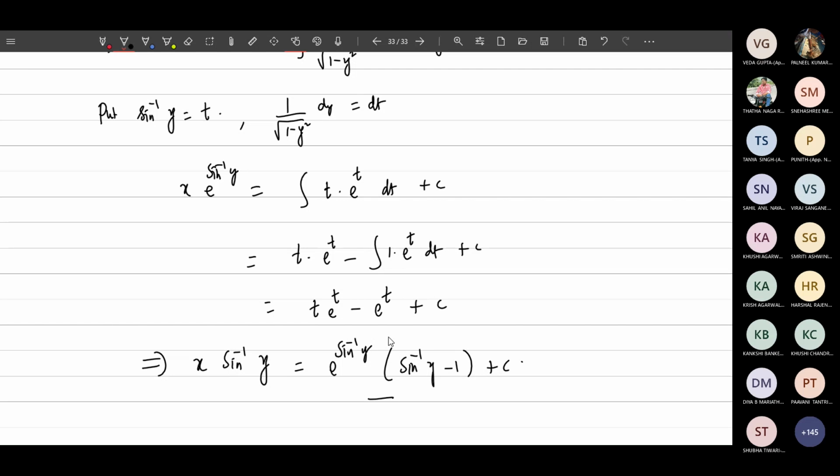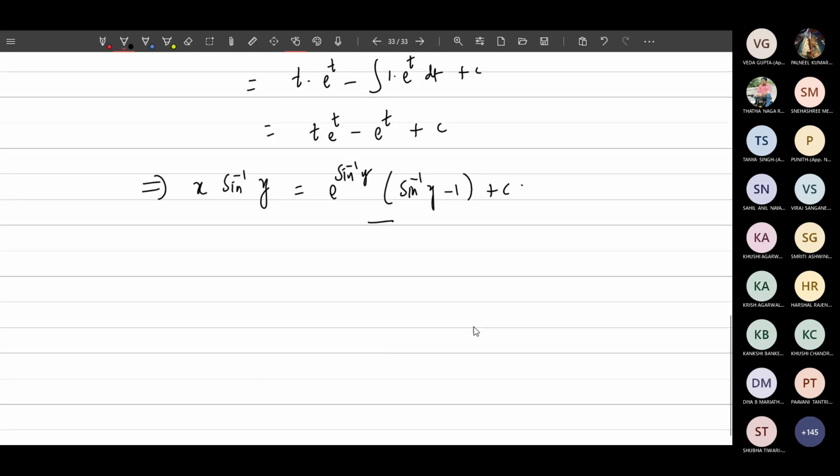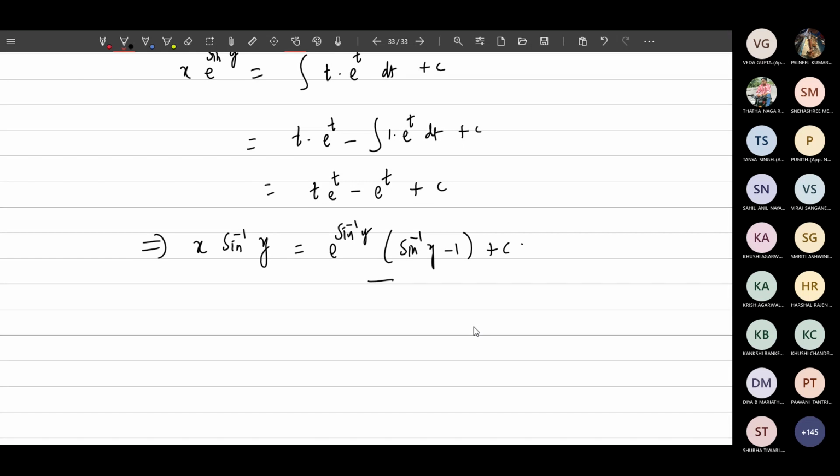So this is one problem here. Next, one more example. Sir, x into e raised to sine inverse y, sir. So e raised to sine inverse y will get cancelled.